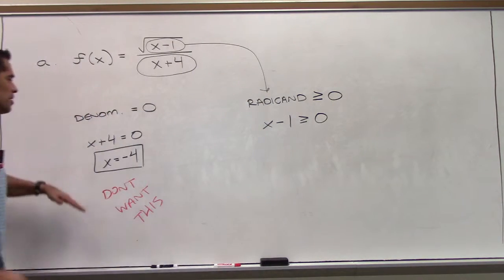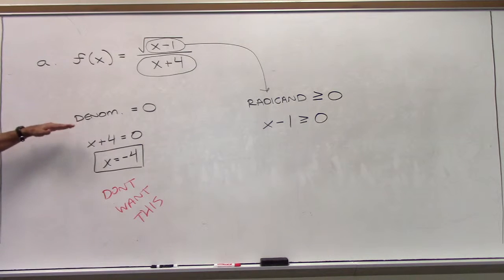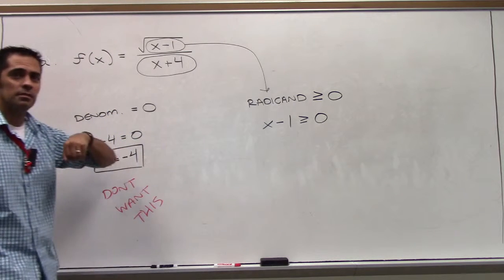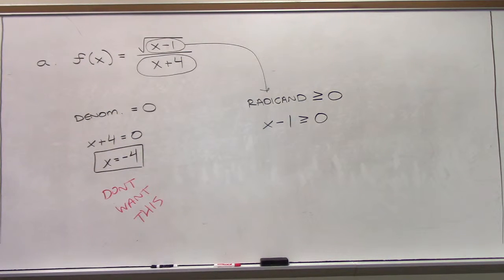What type of equation did we have here when we were doing this problem? Linear equation. Anybody know what this is called? It's not a linear equation.